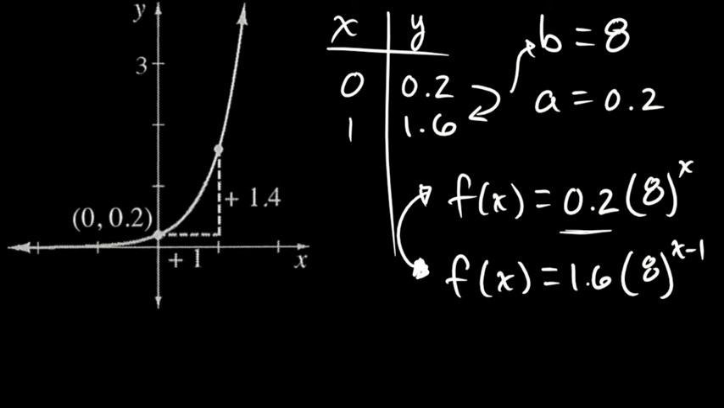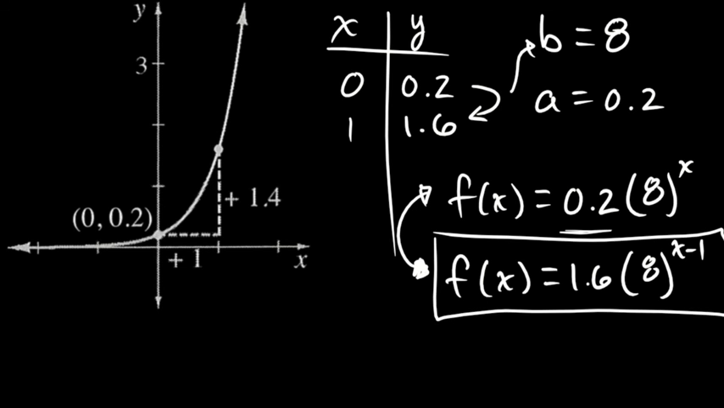So when you put in 0 in the first one, you get 0.2. If you put 0 into the second one, you get 0.2. If you put in 1, you get 1.6. If you put in 1 in the second one, you get 1.6. This one they call standard form, right? And this is what we typically do in this class, the top one, where we're using the 0th term. But you can also use your first term, and instead of x, you just put the x minus 1 up there. All right, so that's it for this question.